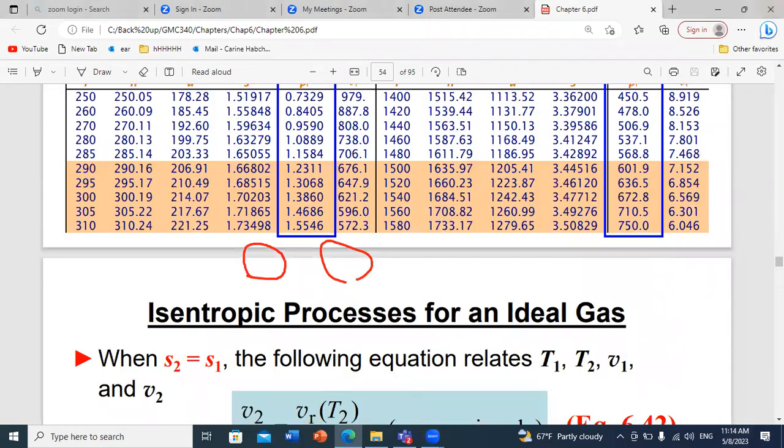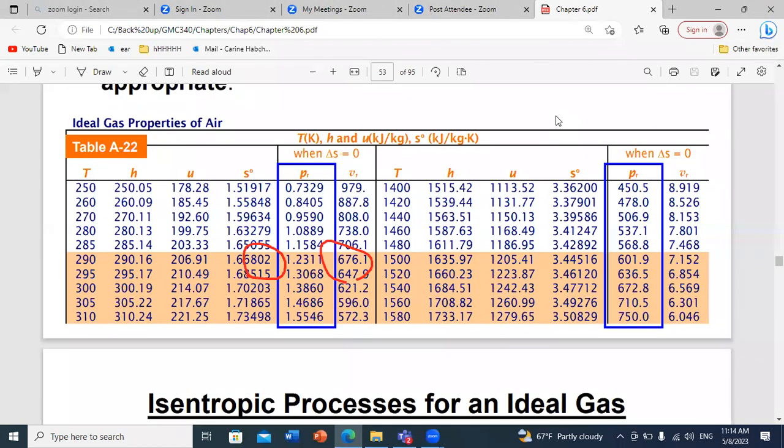This is the table you have. You know that for air, at any temperature, you can read the enthalpy value, the internal energy value, and S0. And if you remember, we used S0 to determine the integral of Cp over T dT. So this is why they put S0 for you. Plus, if you have the isentropic case, you have the following columns. So when delta S is equal to 0, you have a column for reference pressure and a column for reference specific volume.